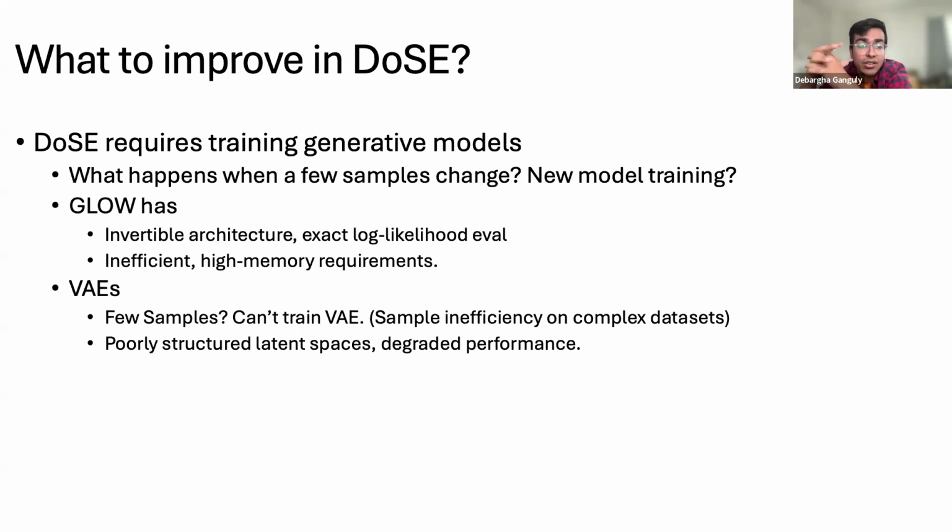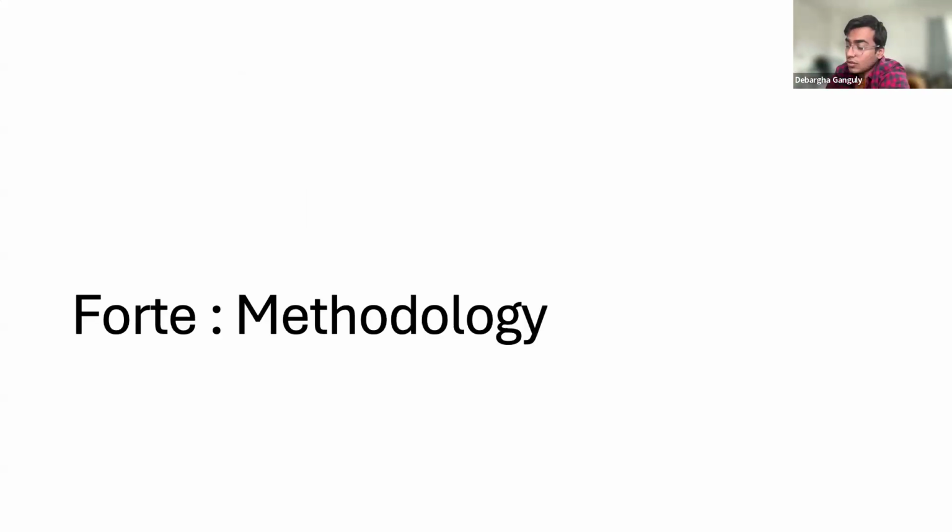VAEs, on the other hand, struggle when you have few examples available. So you can't train VAEs if you have, let's say, 1,000 images. It will be very difficult. And this will give you a poorly structured latent space and degraded performance, even if you manage to train an autoencoder. So what does Forte do instead?